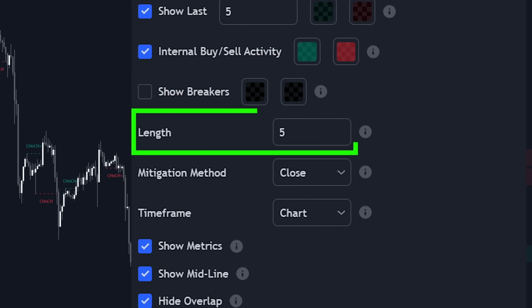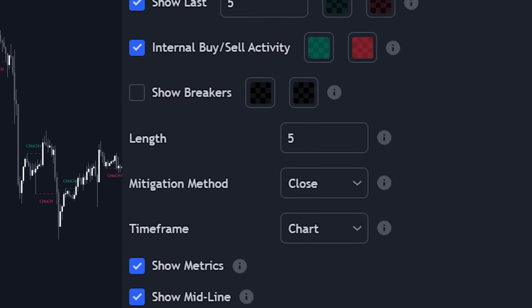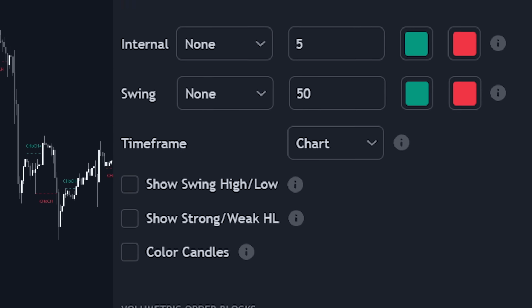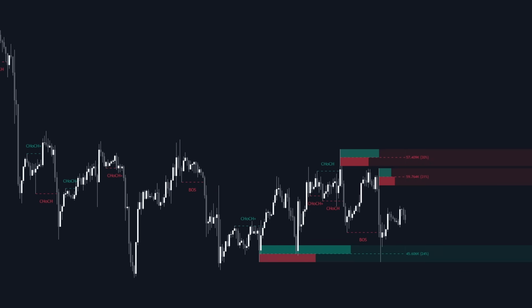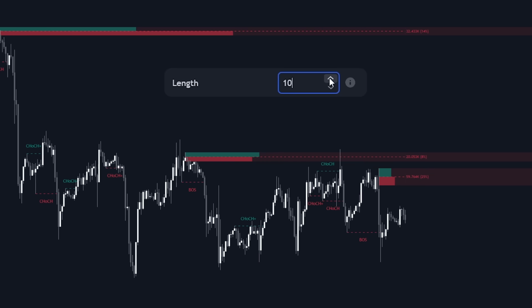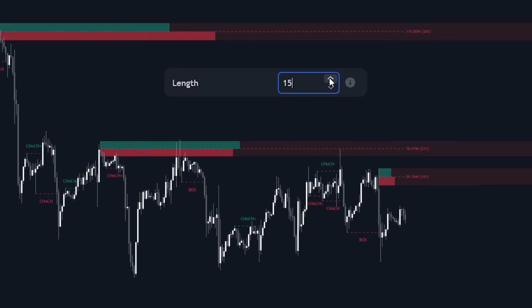The length option will allow you to change what swing points are used to detect order blocks, and by default, this is the same as the market structure. We understand the importance of allowing flexibility here, so you can change that and use a different swing point for order blocks without changing your market structure.